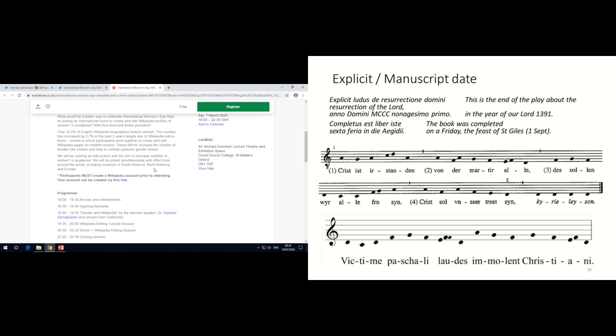From the start again. Christ ist erstanden von der Marter alle. Des sollen wir alle froh sein. Christ soll unser Trost sein. Kyrie eleison. Good. All right, so we are all set.